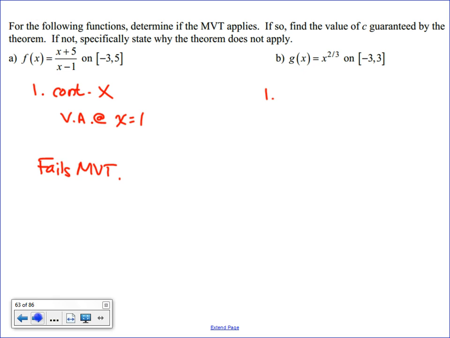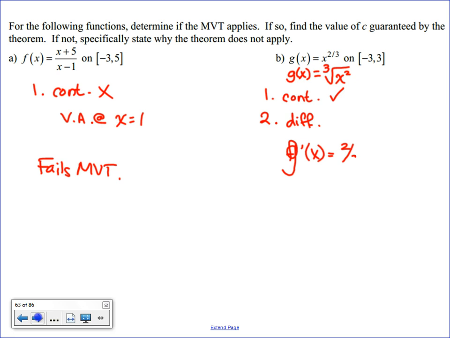Number 1, is it continuous? If you don't like how it looks, you can rewrite it as the cube root squared. Do cube roots have any problems? No. And it's positive anyway, but cube roots don't have any problems. So therefore, is it continuous? Yes. Number 2, is it differentiable? What's its derivative? 2/3 x to the negative 1/3. Of course it's differentiable.